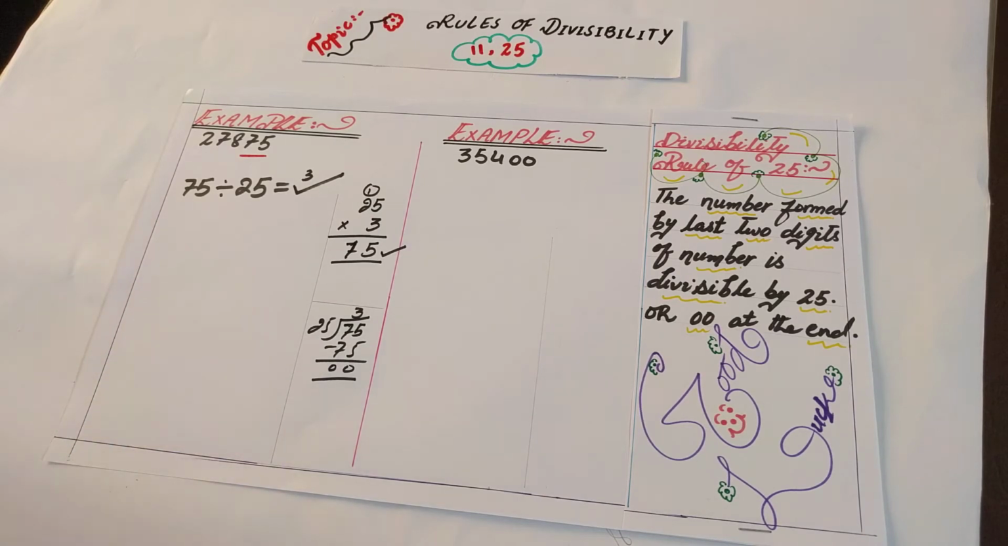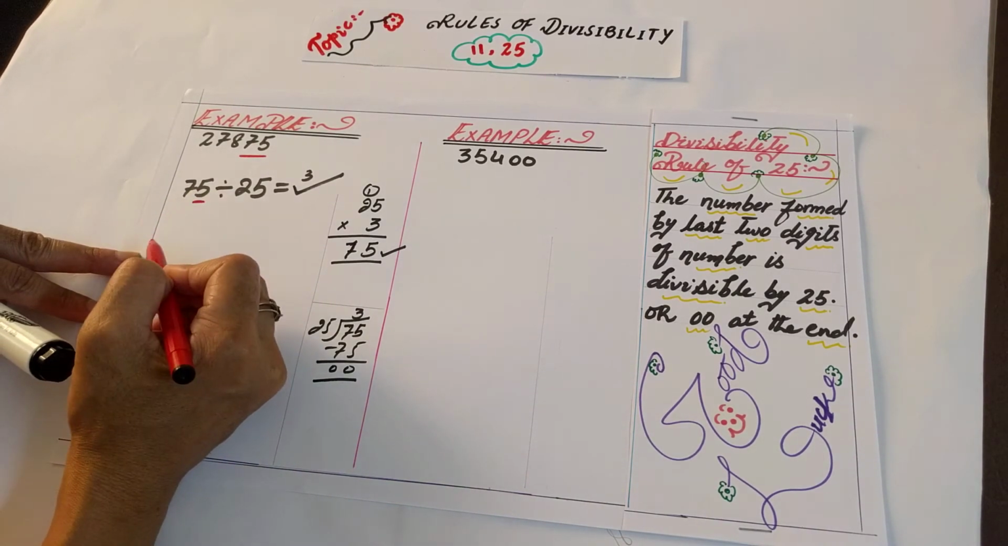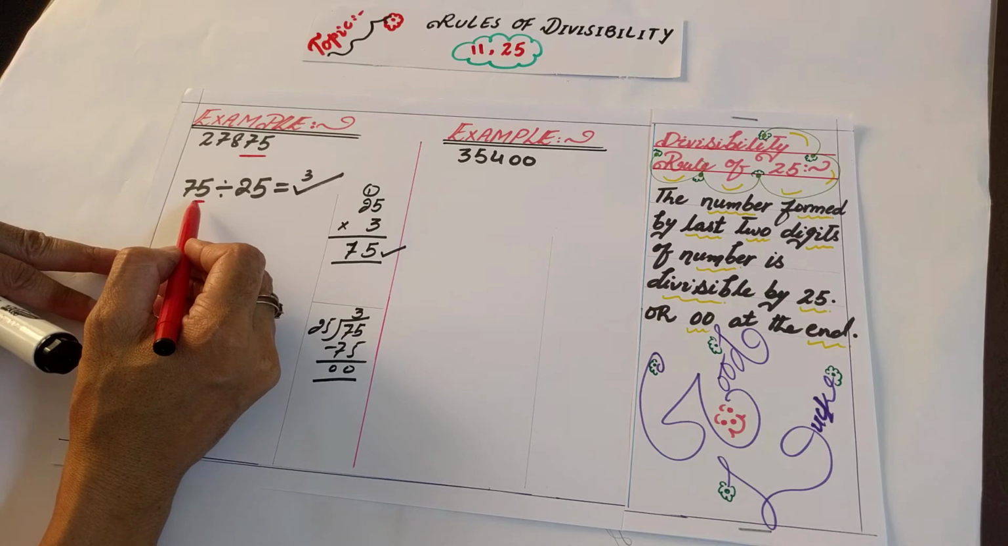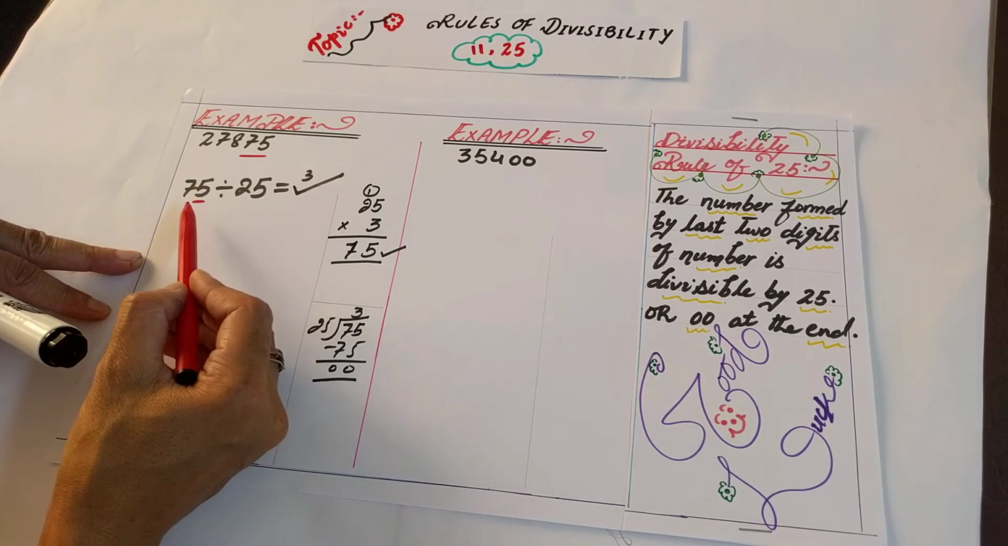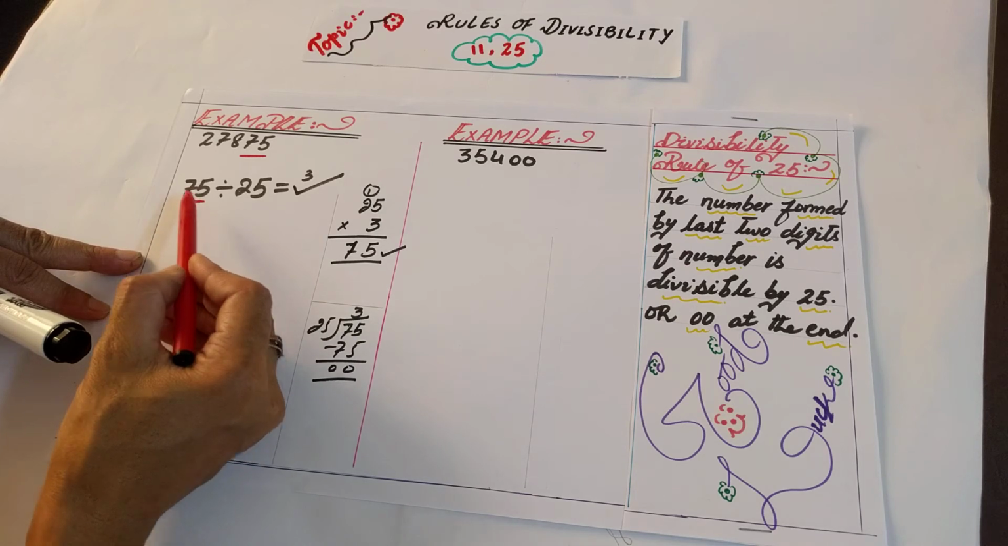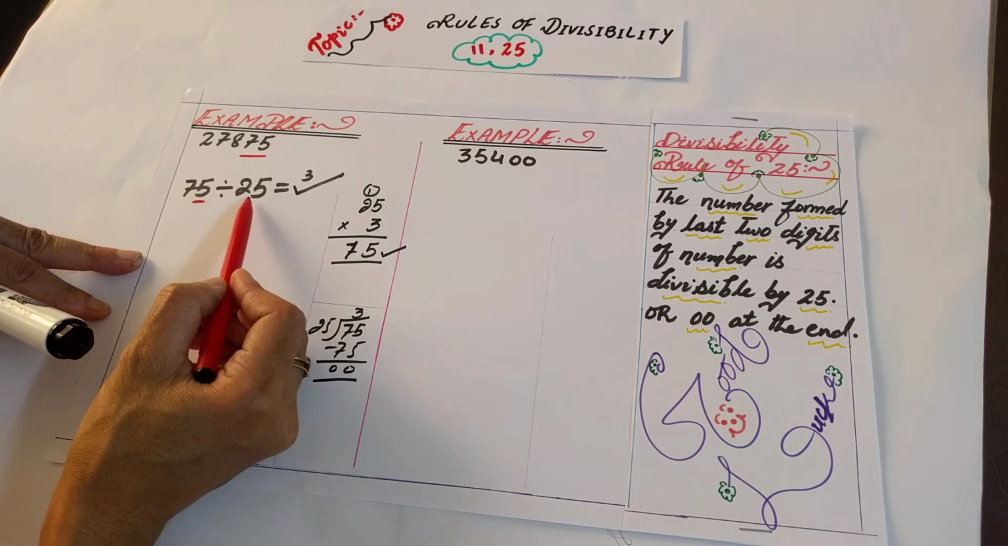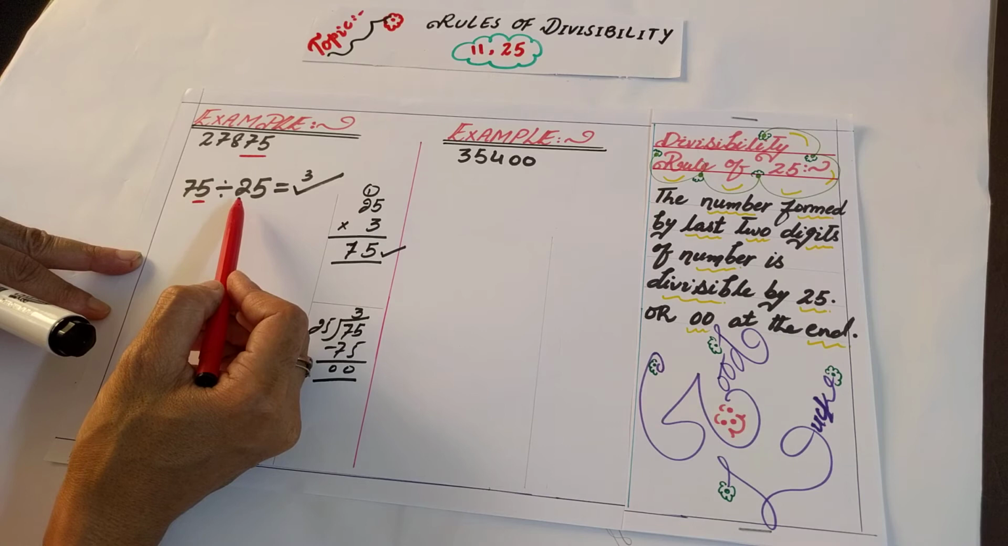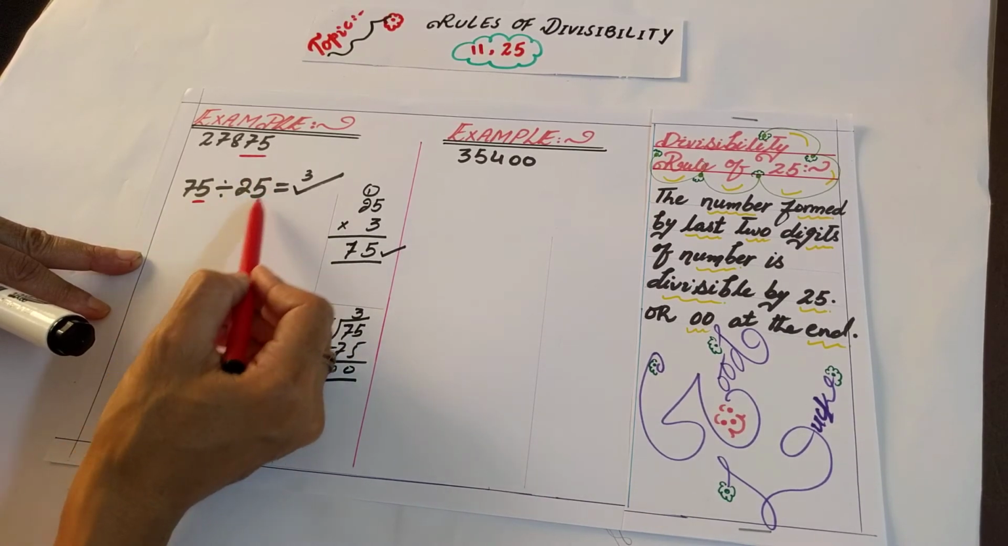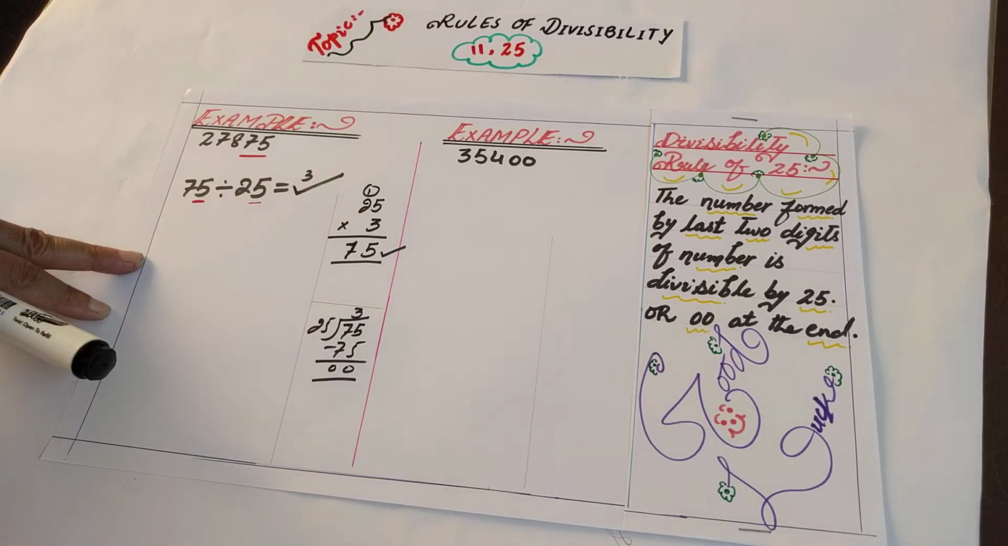The second option is you have to revise the divisibility rule of 5. What was the divisibility rule of 5? The last digit should be 5 or 0. So here the last digit of 75 is 5. It means 75 is divisible by 5. So if 75 is divisible by 5, then this 75 will automatically be divisible by 25. Why? Because 25 is also divisible by 5.